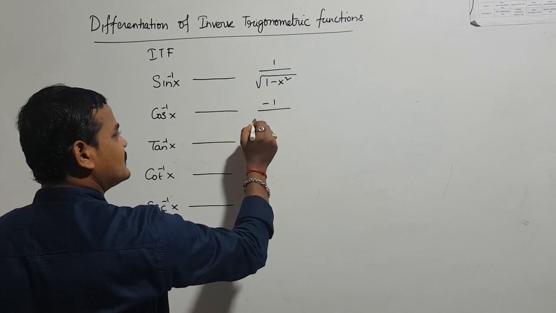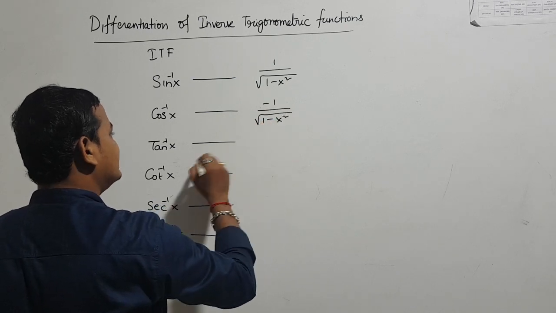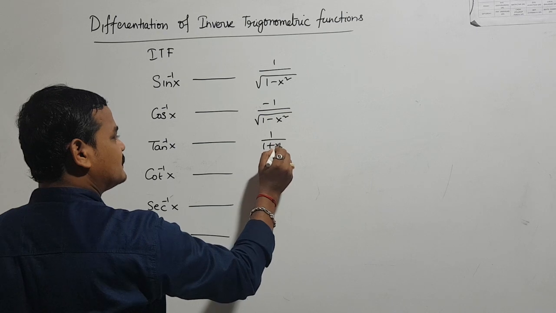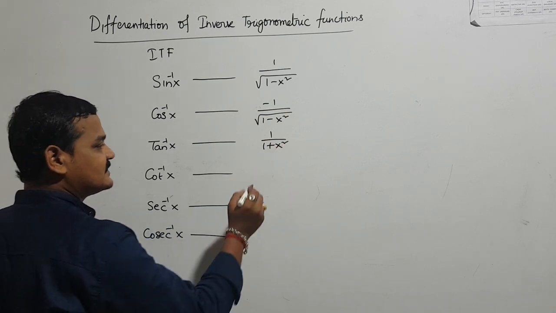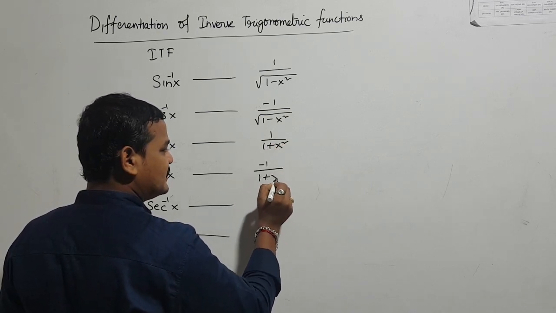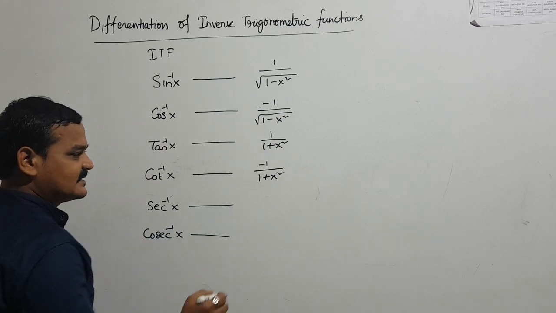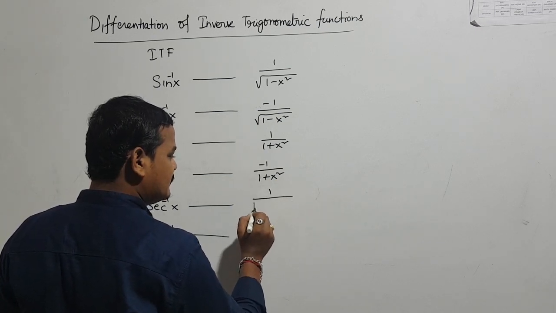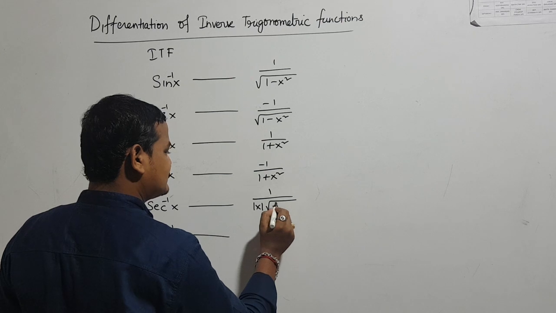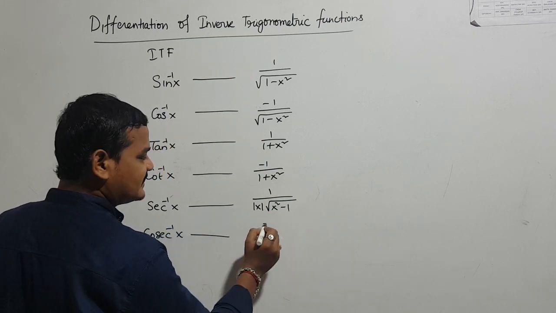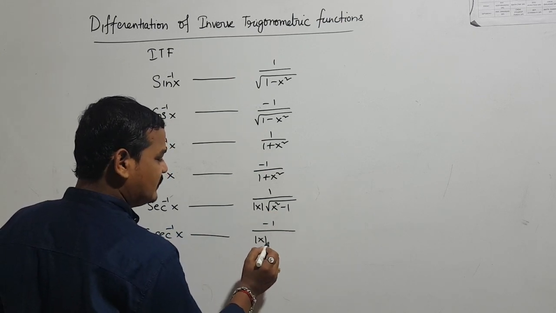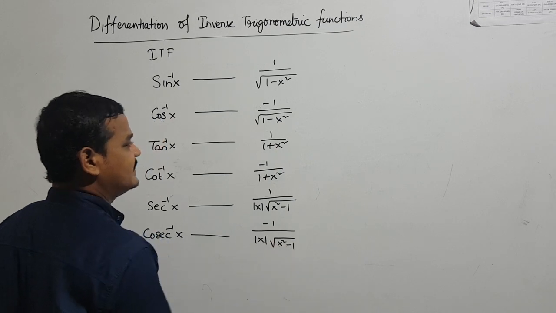Again it is minus 1 by root over 1 minus x square. Tan inverse x is equal to 1 by 1 plus x square. Cot inverse x is equal to minus 1 by 1 plus x square. Sec inverse x is equal to 1 by mod x into root over x square minus 1. And cosec inverse x is minus 1 by mod x into root over x square minus 1.